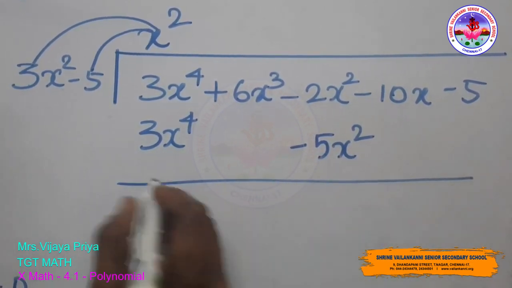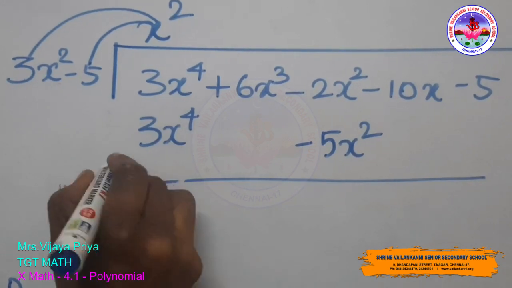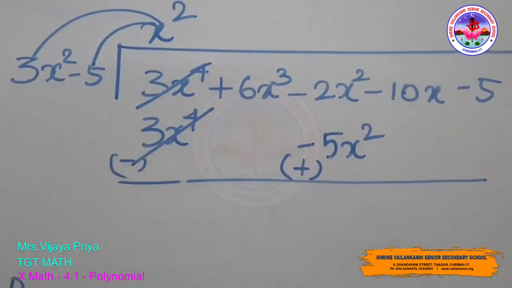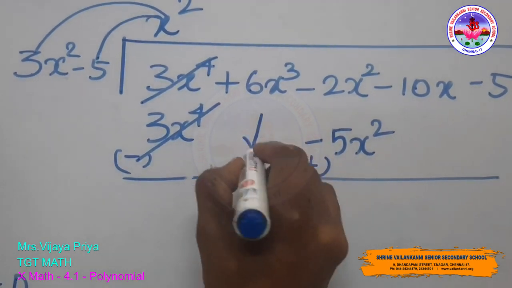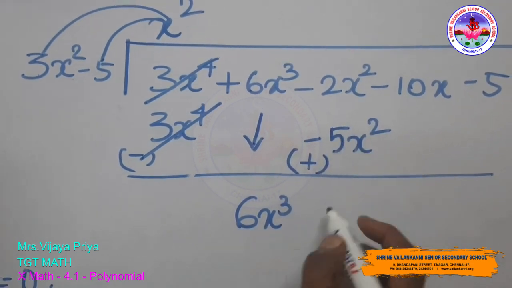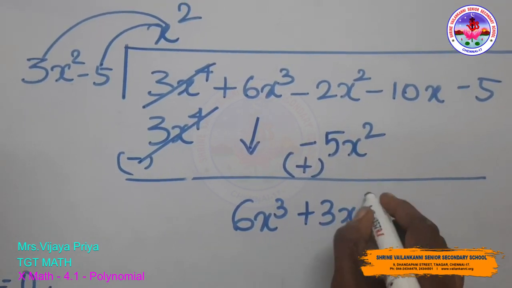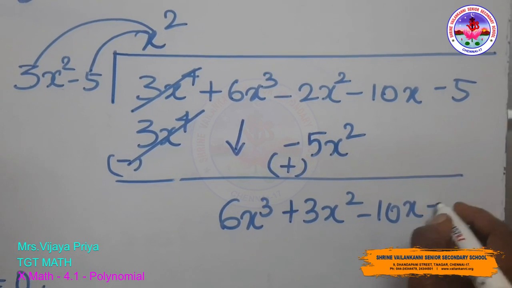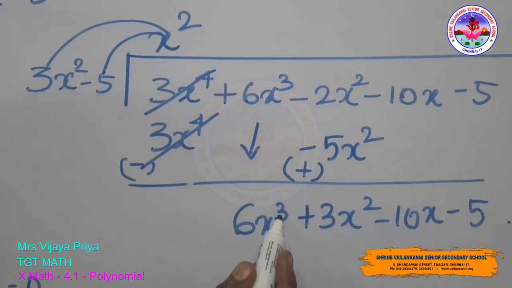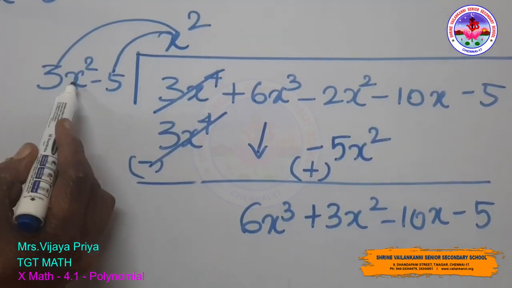Now solving. So here you have both the plus, so I am changing the sign here. Plus 3x power 4 minus 3x power 4 get cancelled. So here this remains as it is, minus 2x squared plus 5x squared, I will get plus 3x squared minus 10x minus 5. Now see the first term here, 6x power 3, and first term here 3x power 2.